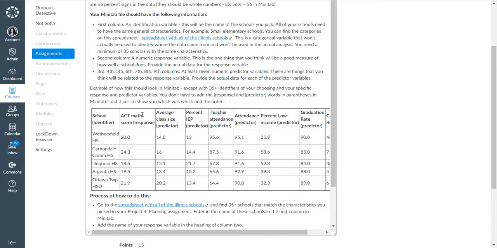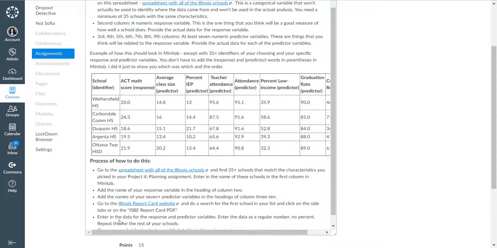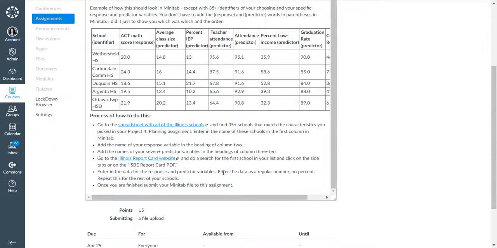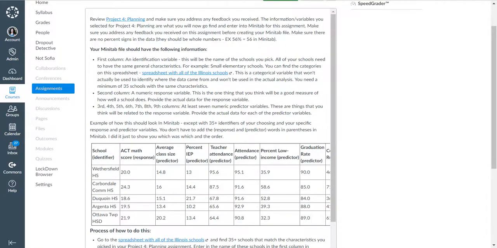Once you pick your schools, and this kind of goes through the process of how to do this right here, you'll then go through and find the scores for your response variable and your predictors, and put that in Minitab. And what you submit is the Minitab file. That's what you're submitting to this assignment.